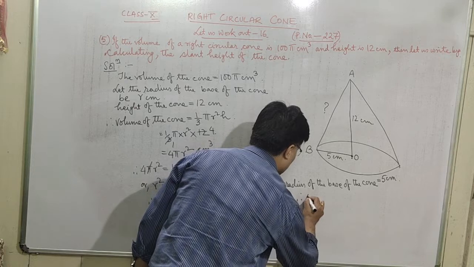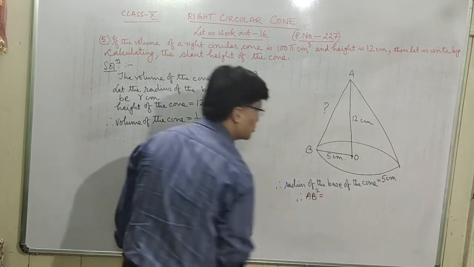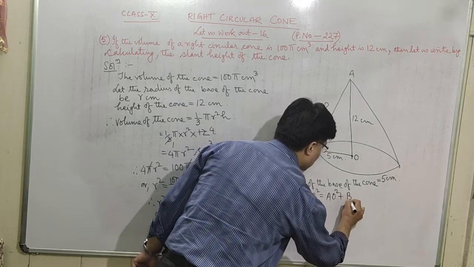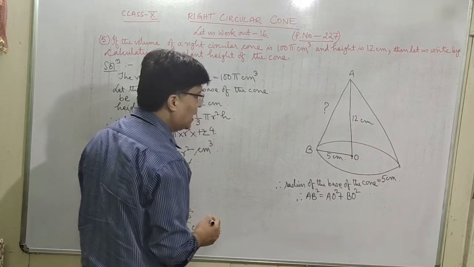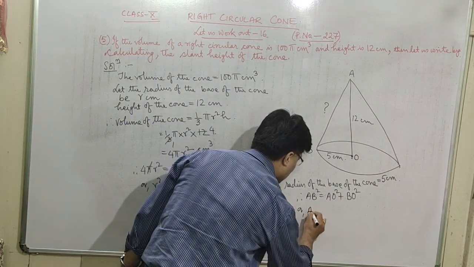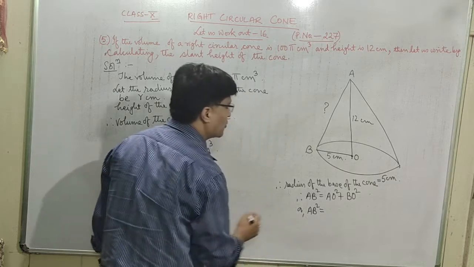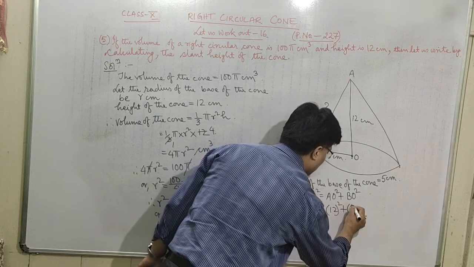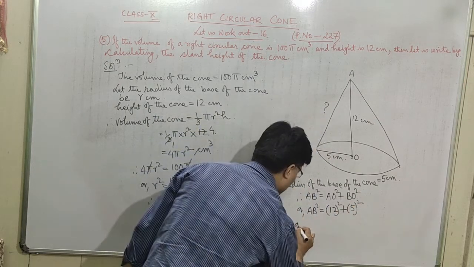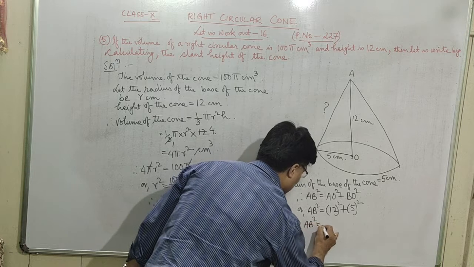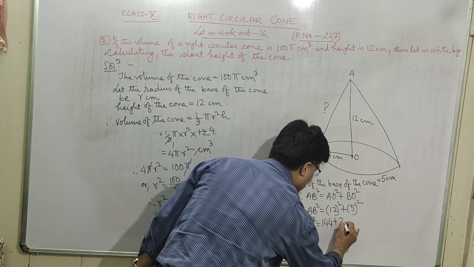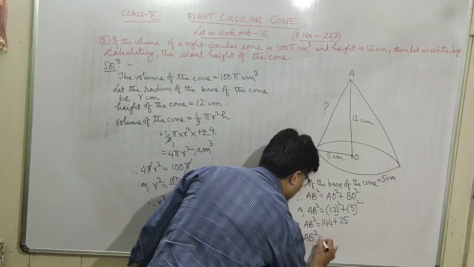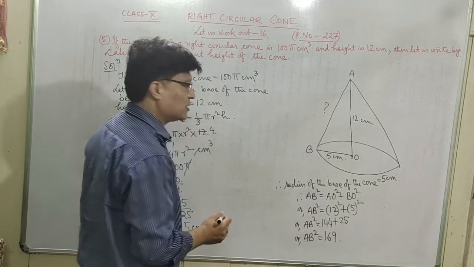So that is, Pythagoras theorem is AB square, that is hypotenuse square, is equal to perpendicular whole square, AO square, plus base whole square, BO whole square. Or AB square is equal to AO whole square, which is 12 whole square, plus BO whole square, which is 5 whole square. Or AB square is equal to 144 plus 25, or AB square is equal to 169.